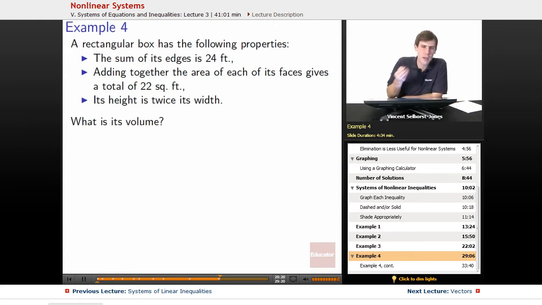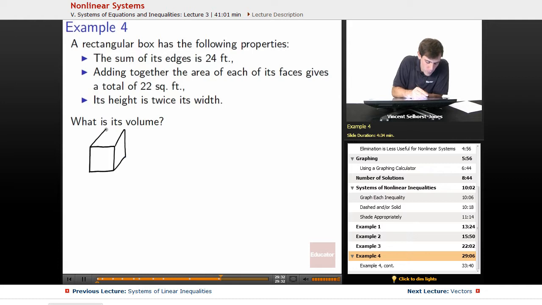So the first thing to do is get a sense of what we're looking at. Let's draw a quick picture. If we've got a box, some box, it has 3 things to it, right? Length, width, and height. So we can see what's its length, what is its width, and what is its height? Great. With that in mind, let's start trying to figure out how these properties turn into math.